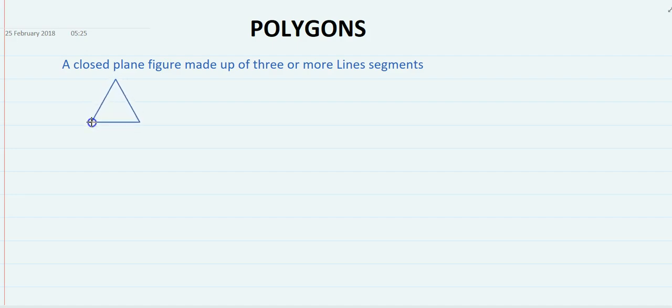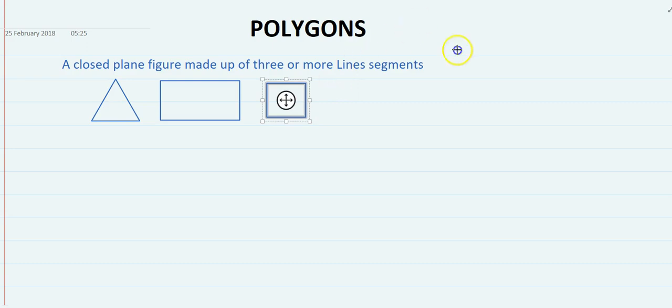For example, a triangle is a polygon, a rectangle is a polygon, a square is a polygon, or any figure having 3 or more than 3 sides is a polygon.